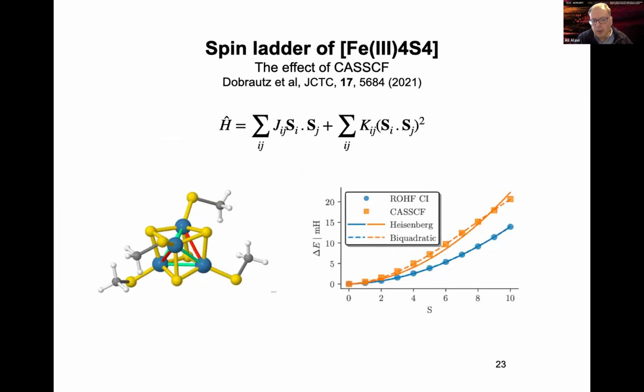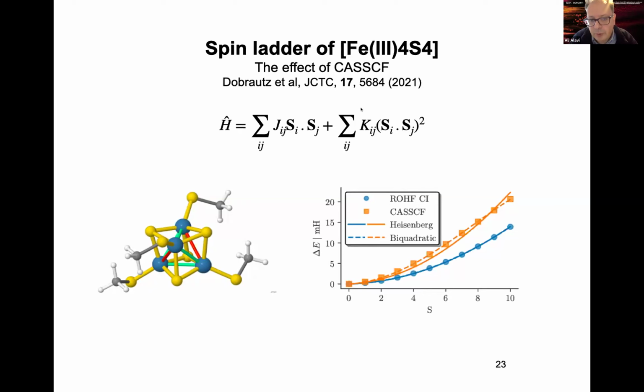And finally, one can now fit the spin ladder of these complexes, so over multiple spin states. And to cut a long story short, we can show that a simple Heisenberg model ends up not being a very good description of the full spin ladder, but one has to extend it to these biquadratic terms.